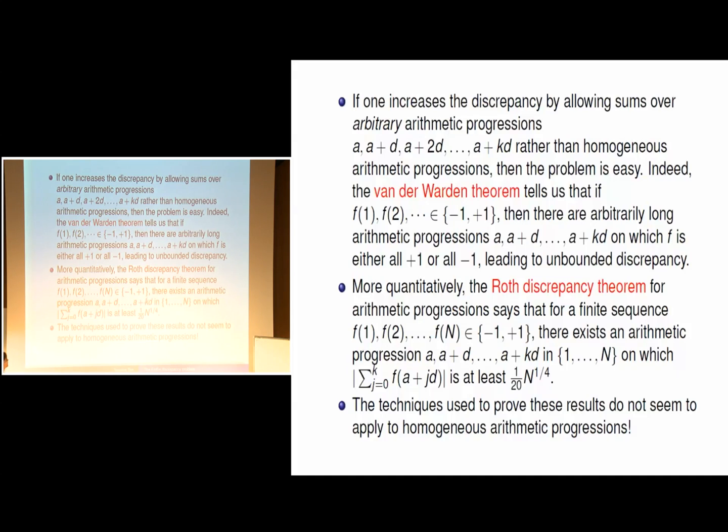There's a more quantitative result, a famous result of Roth, not his most famous result, but still a pretty good one. More quantitatively, if you take a finite sequence of signs, f1 to fn, then you can find an arithmetic progression, not homogeneous, but a non-homogeneous arithmetic progression in there for which the discrepancy is fairly big. The discrepancy on that progression you can make about as big as n to the 1/4. That's a nice result of Roth. That turns out to be sharp. I think that's the result of Matousek and Spencer.